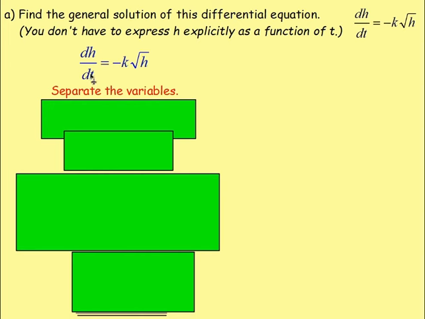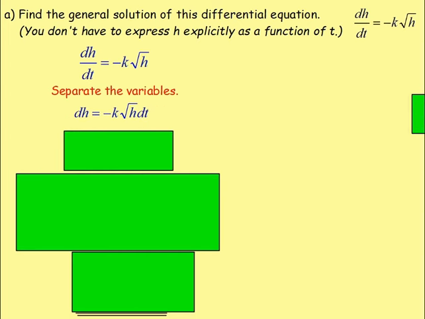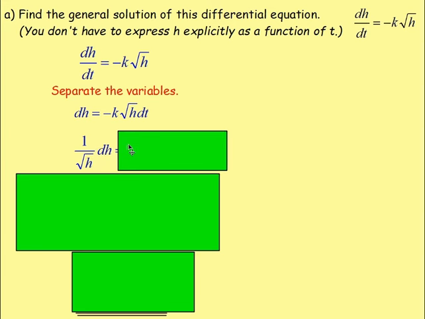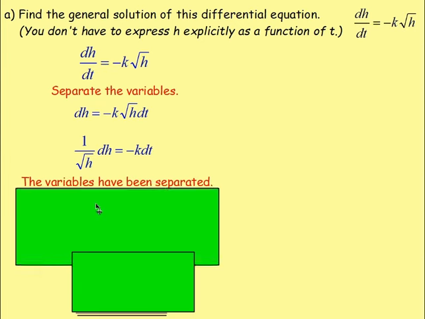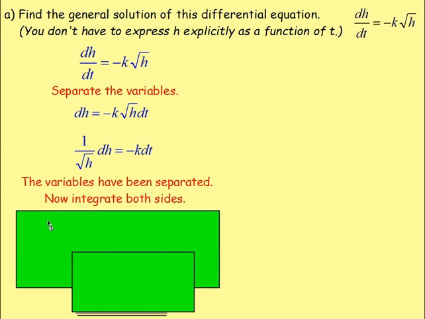So we want h on one side, t on the other. So if we multiply both sides by dt, dh equals negative k times the square root of h dt. And then from there, if you divide both sides by the square root of h, you'd have 1 over root h dh equals negative k dt. So we can see now that the variables have been separated. So you can integrate both sides.